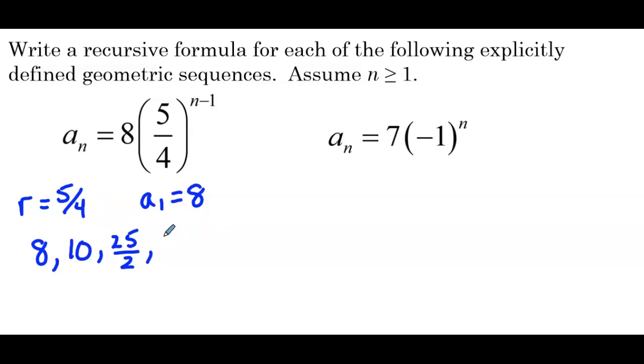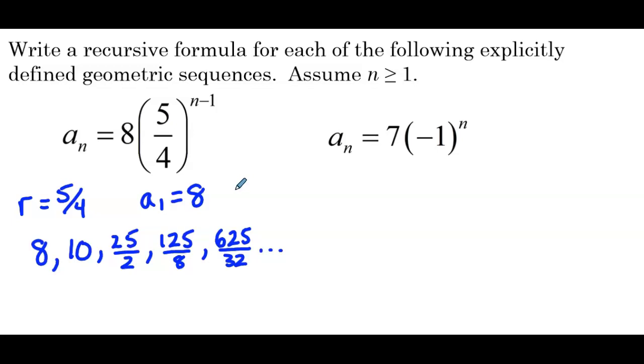Multiplying by 5 over 4 again, we get 125 over 8. And one more time, multiplying by 5 over 4, we would have 625 over 32. And that sequence would continue. Now we can define the recursive formula by identifying the first term of the sequence, which we've already done, and defining the pattern. And we're going to use 2 consecutive terms of the sequence.